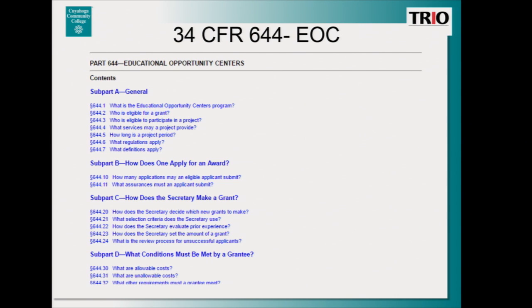Subpart A is general information. Subpart B, details on applying for an award. Subpart C, information on the selection, evaluation, and review of awards. Subpart D, what conditions are to be met by the grantee. Let's review some of the most important sections for EOC personnel and participants.